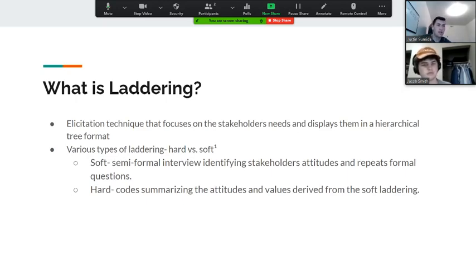There are actually various types of laddering, both hard and soft laddering. Soft laddering is a semi-structured interview identifying the stakeholders' attitudes and needs, and repeats formal questions to fortify those needs. Hard laddering is when you start to put it to paper. What I mean by that is that you start summarizing the attitudes and the values learned from the stakeholder in your soft laddering techniques. Though the two are very important to create an effective tree displaying the needs of the project from the stakeholders directly.